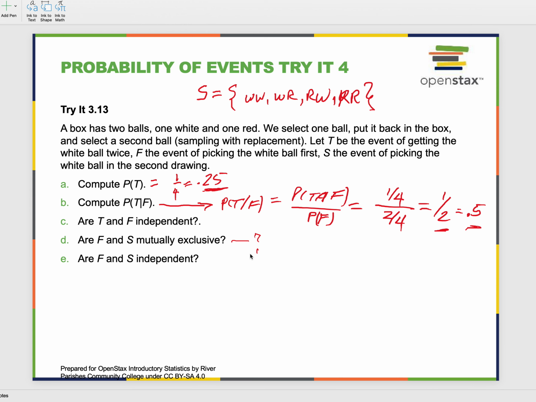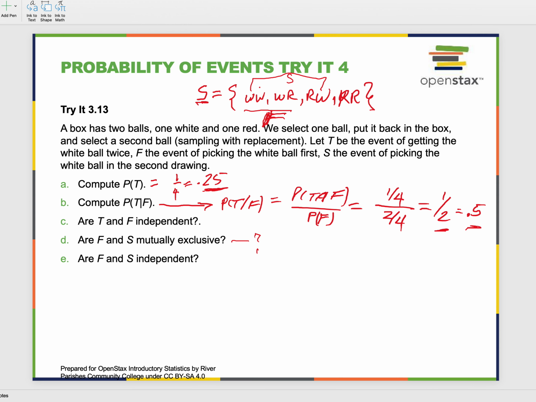F and S. What is F? The event of picking a white ball first. So which ones are F? F are these 2. And what is S? The event of picking a white ball in the second one. The only way you can pick a white ball in the second one is this one. That's S. Even though you shouldn't use S for that, but that's okay. They used S for second, F for first. So that's F, and that's S.